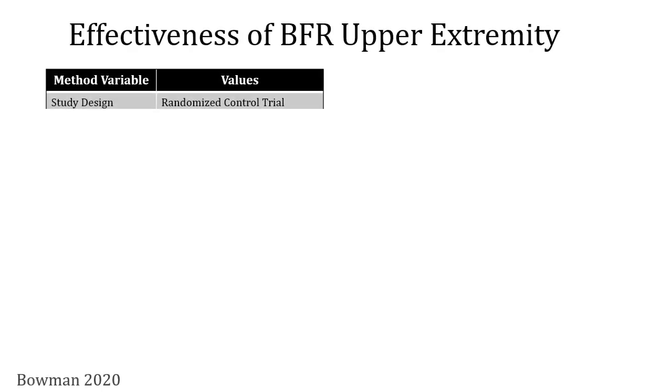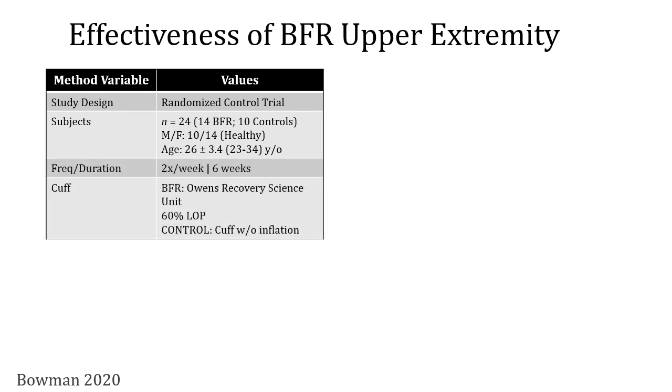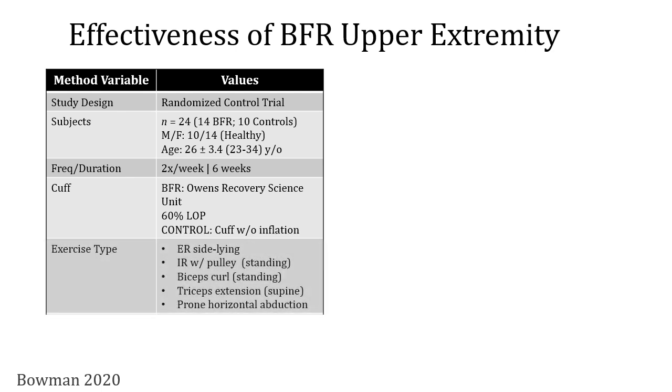Okay, so this is a randomized controlled trial. The subjects included 24 healthy individuals, 10 males, 14 females, ages 26. They performed it two times a week for 6 weeks. The cuff was Owens Recovery Science, a Delphi medical unit. 60% limb occlusion pressure was used. The control had the cuff but without inflation.